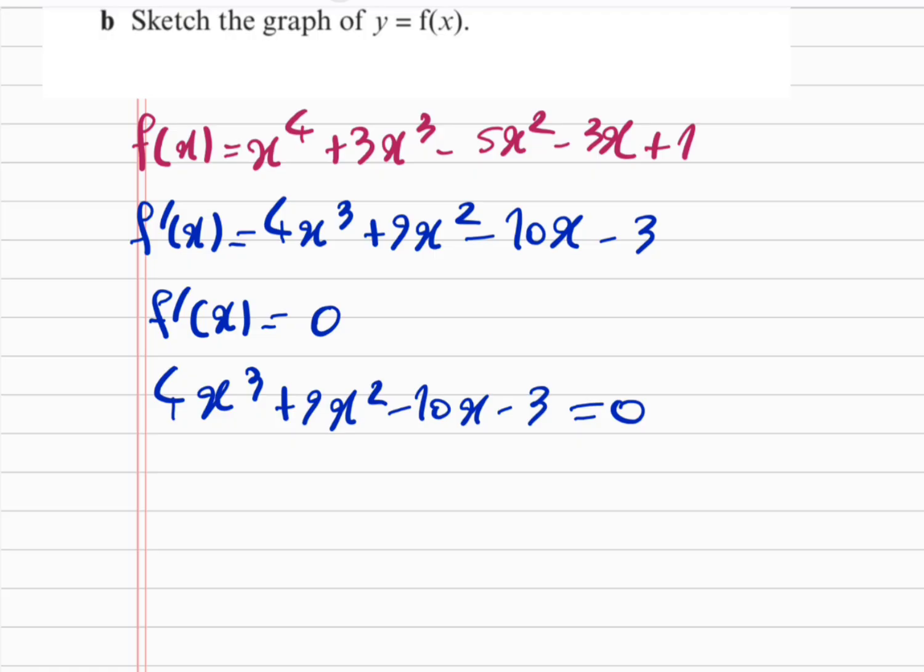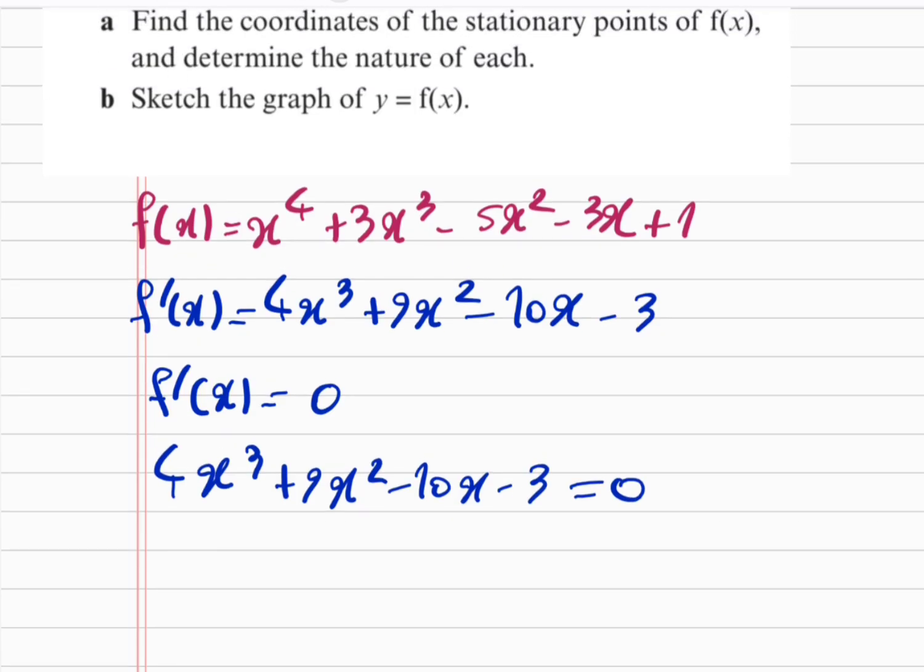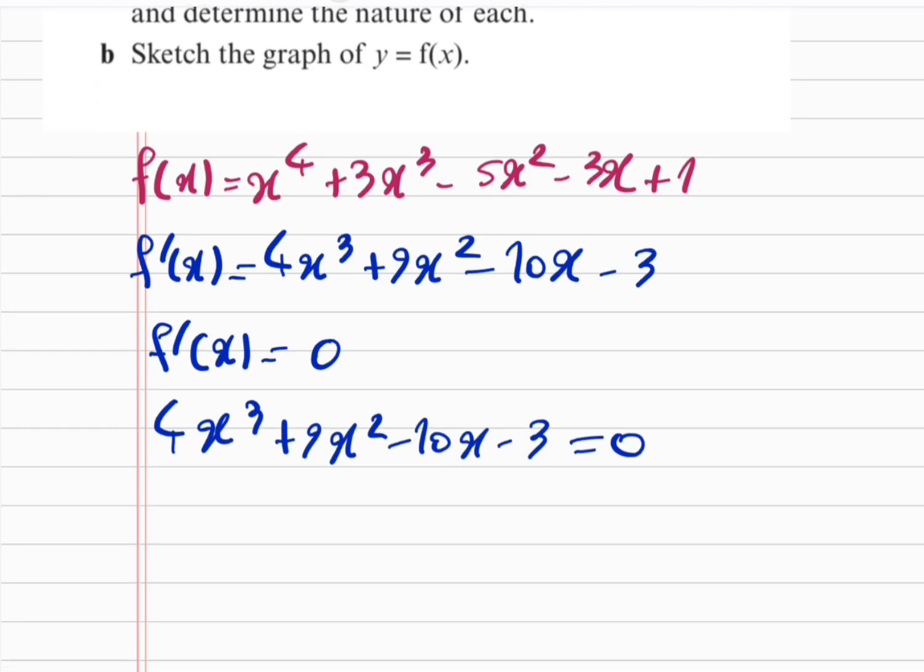But what we can do is use the factor theorem. So we need to guess one of the solutions, and then we can use that and long division to find a quadratic that can be solved and find all the solutions here. The first guess is always 0, but the problem is when we find f of 0, we are going to get positive 1, so that's not going to work.